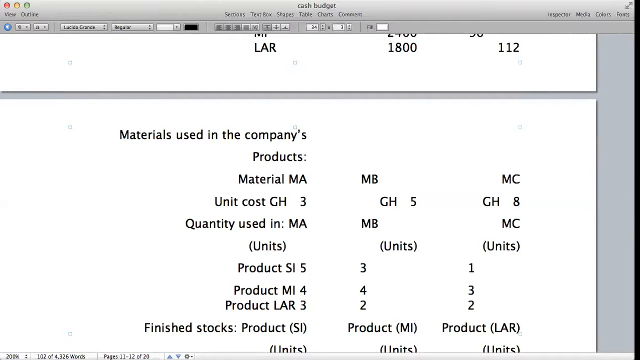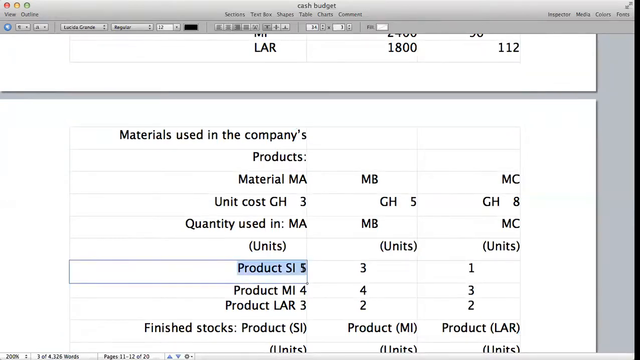Unit cost, there are 3 cities, 5 cities, and 8 cities. So that's for the material purchase budget. Quantity used in MA: if you want to produce a unit of product SI, you need 5 kg of material MA. And then you need 3 of material MB in order to finish a unit of what? Product SI.